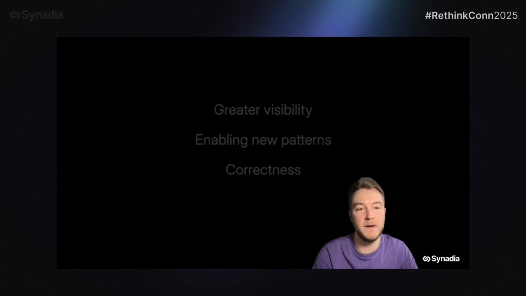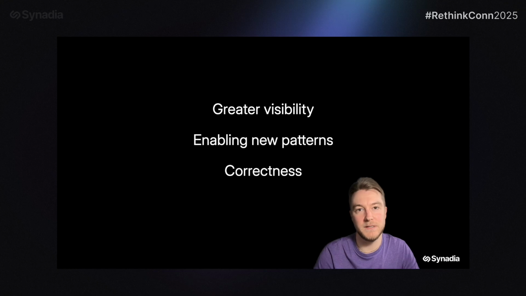Now, we've spent quite a bit of time on this release, and we focused in three main areas, which are improving visibility about what the NATS server is doing, enabling new patterns for users and developers, and improving correctness and making sure the system is resilient against failures.